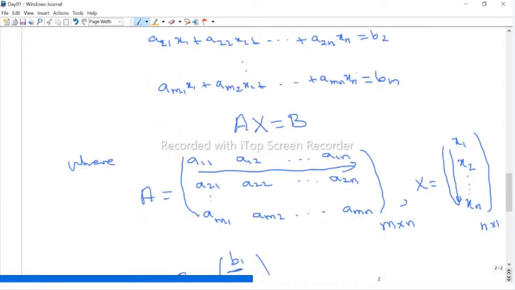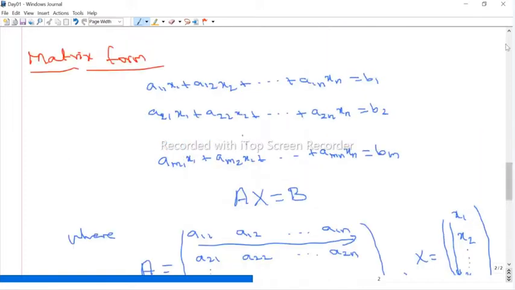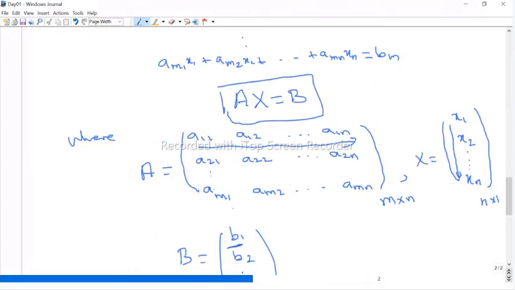Now if we take the second row and multiply it with X1, X2, etc., Xn, and equate it to B2, we get the second equation. Therefore the system of equations can be written in matrix form as AX equal to B. So this is called the matrix form of a system of equations. Now this A is called the coefficient matrix.